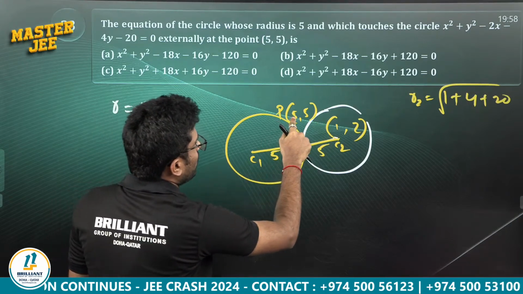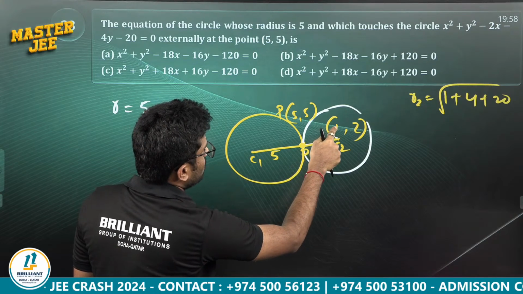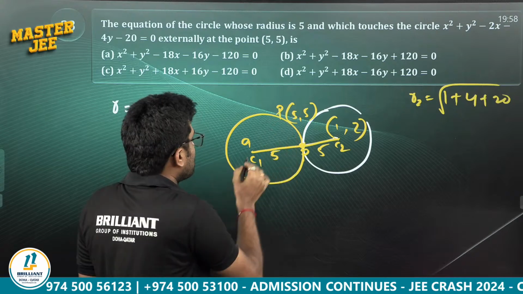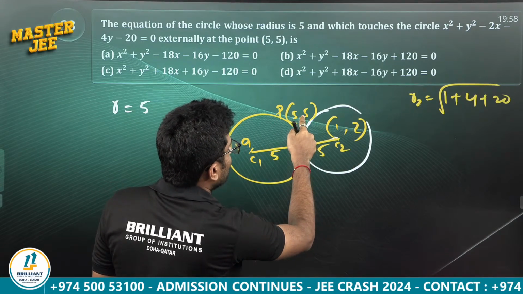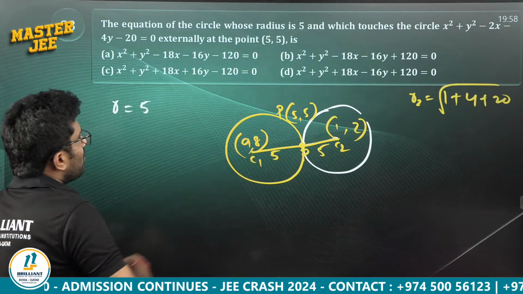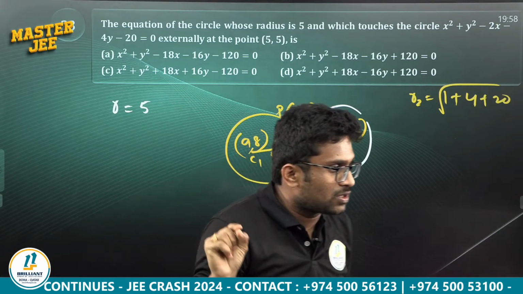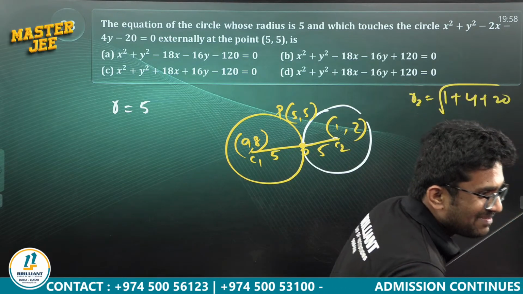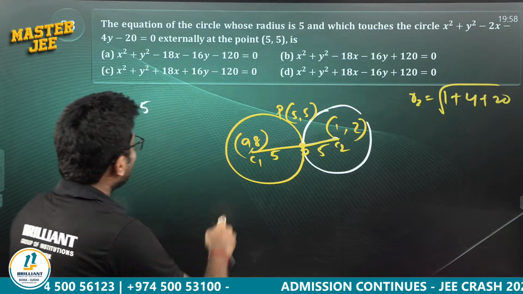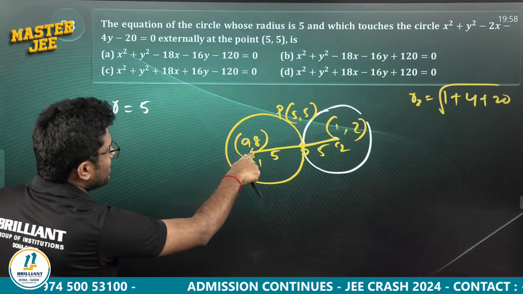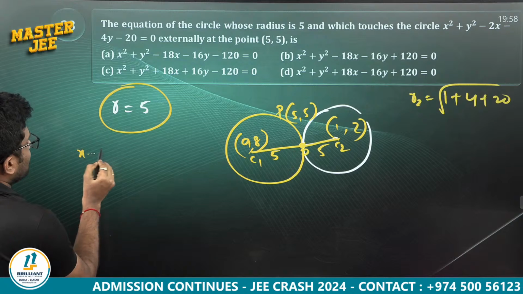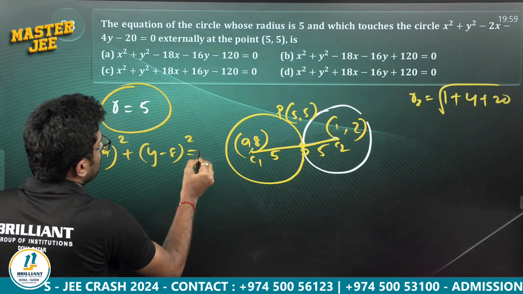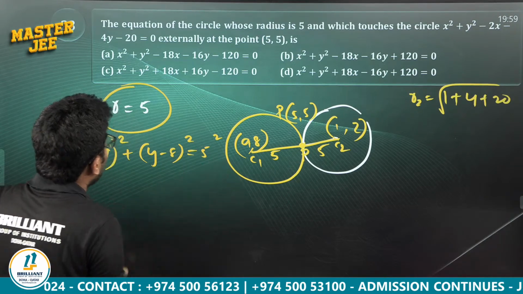So midpoint means, to get 5, we are supposed to add how much? 9 plus 1, 10 by 2, 5. So 9 comma, to get 5, 8. (9, 8) will be the coordinates of the center C1. See, we know the center, we know the radius. So the equation of the circle will be (x minus 9) whole square plus (y minus 8) whole square is equal to 5 square. That's it.